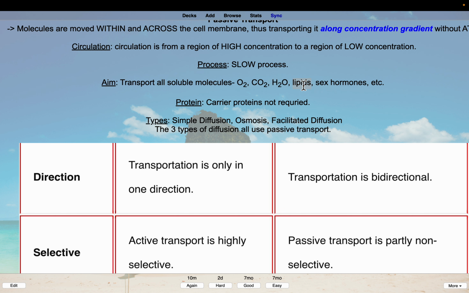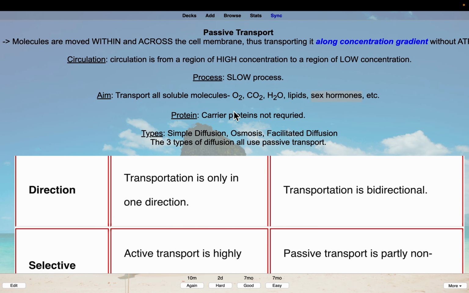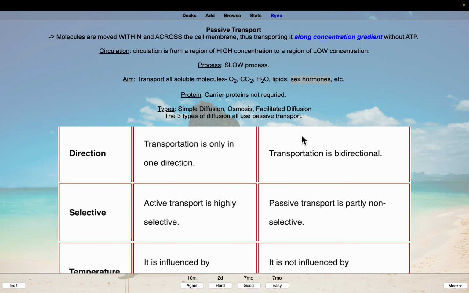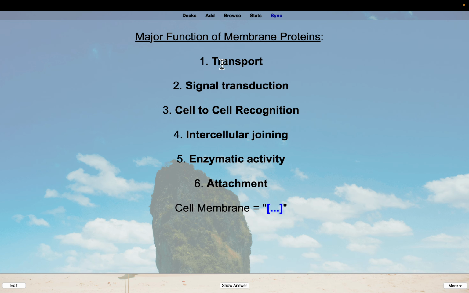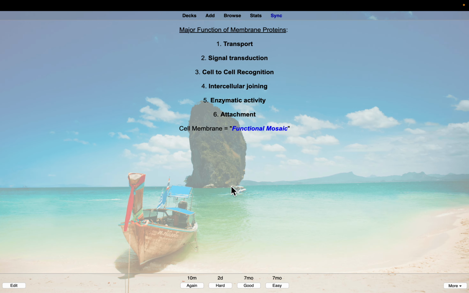Anyways, lipids, sex hormones. Again, this is associated with steroids, estradiol and testosterone, among other things. For the protein, carrier proteins are not required. Again, there are just three types: simple, osmosis, and facilitated. Major functions of membrane proteins, there are 6: transport, signal transduction, cell-to-cell recognition, intercellular joining, enzymatic activity, and attachment. Cell membrane is, in other words, the functional mosaic.